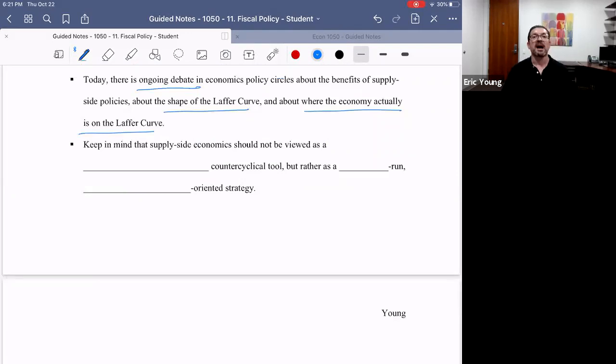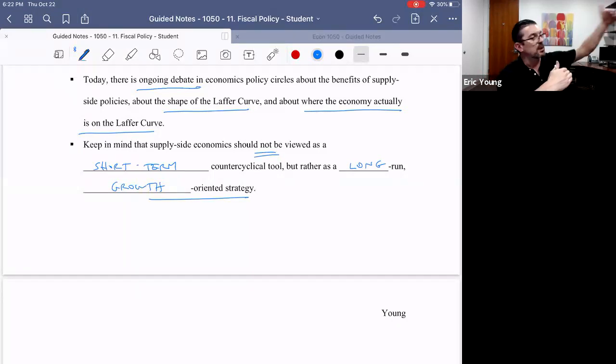What I want you to keep in mind after this lecture, what I want you to walk away with, is the big idea that supply side economics should not be viewed as a short-term counter-cyclical tool. But rather, I encourage you to think about supply side economics and see its value as a long-term growth-oriented strategy that an economy can implement to, again, in the long term, increase its overall productive capacity, increase and sustain a higher growth rate, and in the long term, be better off.